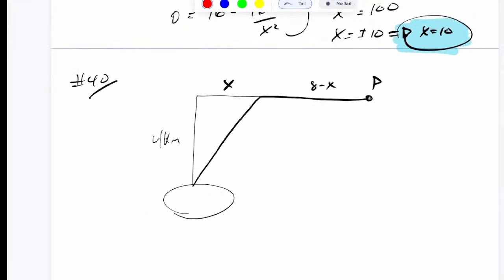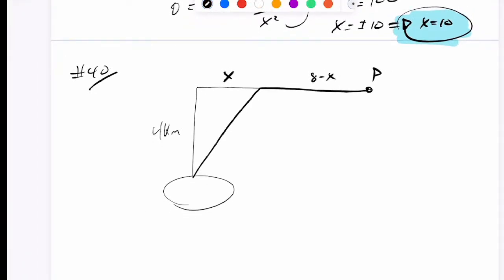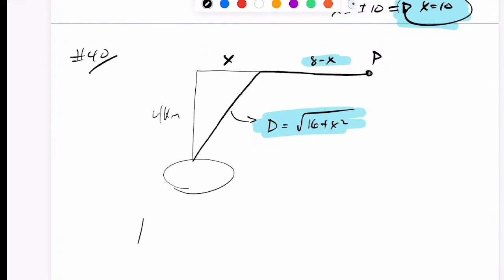So once you have this here, you calculate your distance formula. The distance of this line is going to be the square root of 16 plus x squared. That's going to be the distance of that line here, and then the distance here is going to be 8 minus x. So my total distance traveled is the root of 16 plus x squared, plus 8 minus x.